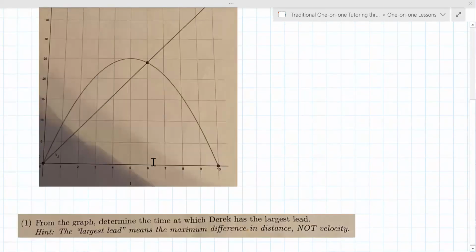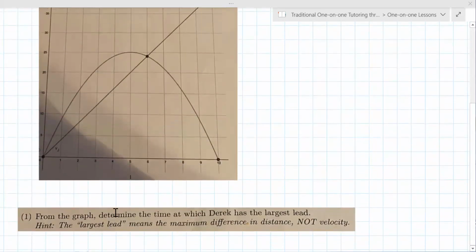and be able to help here with this. Okay, it says from the graph, determine the time at which Derrick has the largest lead. So the largest lead means the maximum difference in distance, not velocity.